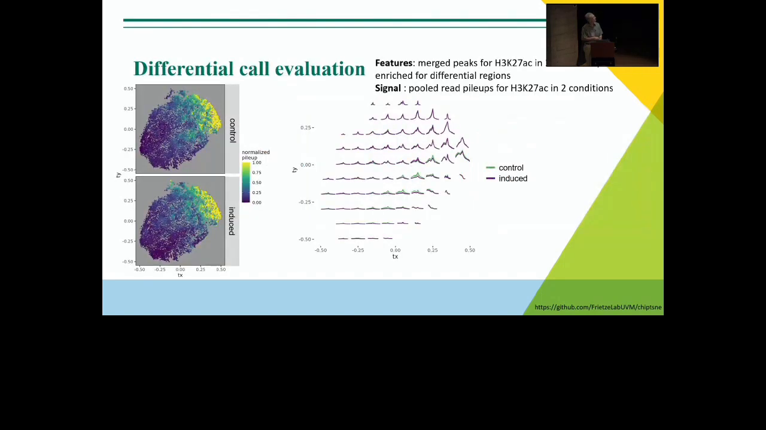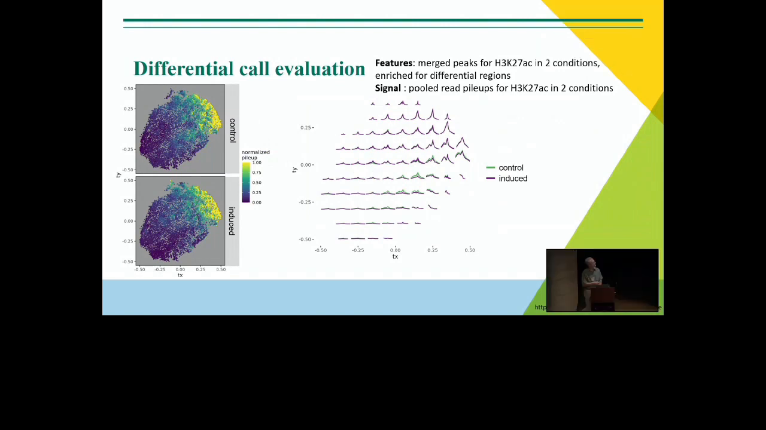So differential call evaluation, now we're looking at control and induced. We've combined the 2 replicates. And the input here is actually the merged K27 acetyl peaks, but we've enriched for differential regions. There's a differential call going into this. And this is the exact same view that I've already talked about, so I'm not going to further elaborate.